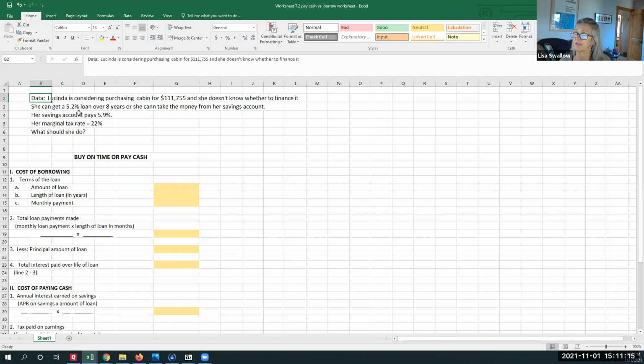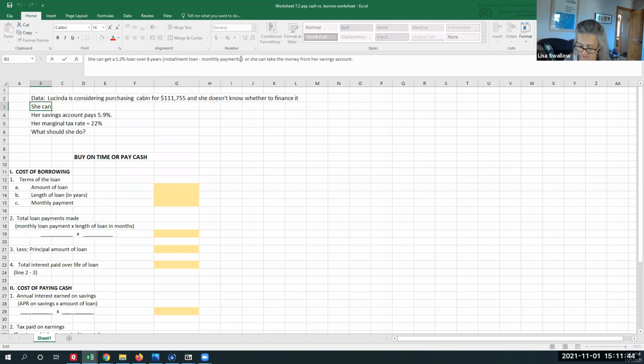So she can get a 5.2% loan for the cabin. That would be a term of 8 years. And it's an installment loan, so she would have to make payments monthly. I should probably write that down. So she can, over 8 years, installment loan monthly payments. Or she can take the money from her savings account.